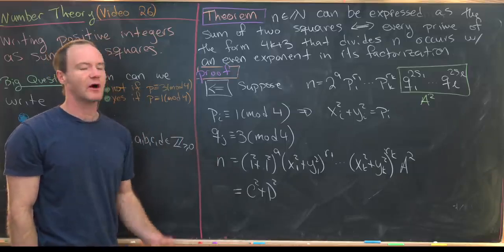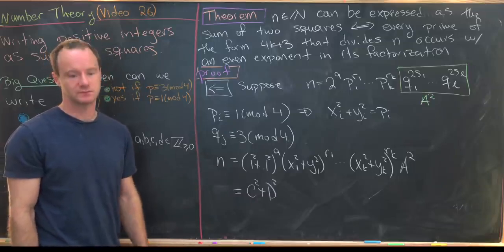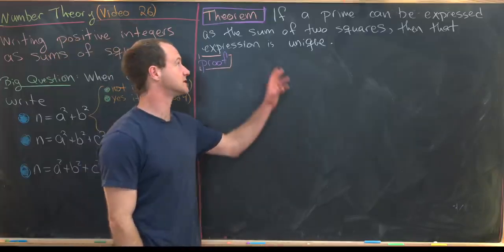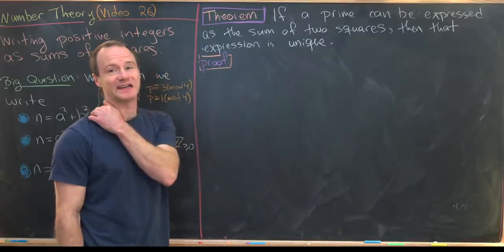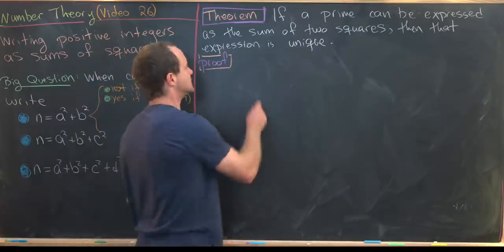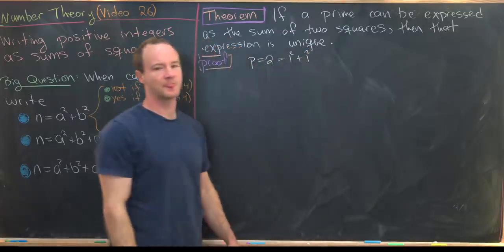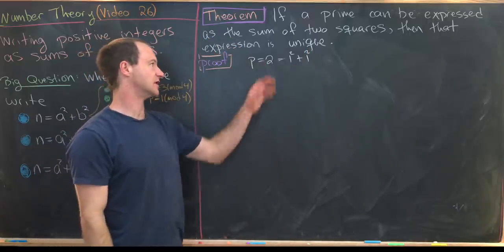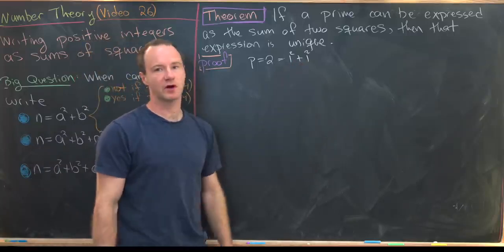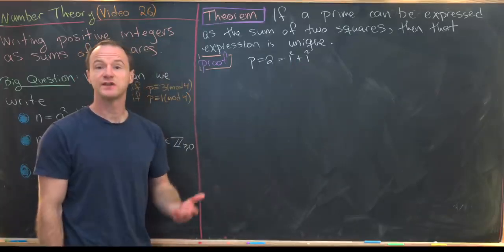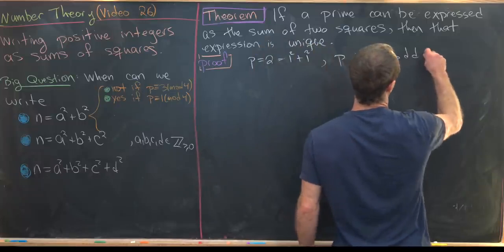Now, before we finish this video, I want to prove something about the uniqueness of writing primes as the sum of two squares. Let's finish this video off with one last result, and that is if a prime can be expressed as the sum of two squares, then that expression is unique. So we'll start with the p equals 2 case, which is 1 squared plus 1 squared. Well, that's clearly the unique expression of writing 2 as the sum of two squares. Notice if we do not have 1 as one of the parts, then it's going to be bigger than 2. So the only interesting case here is when p is an odd prime.